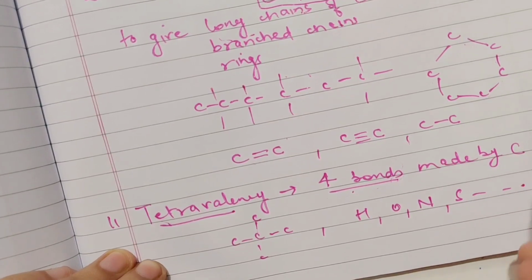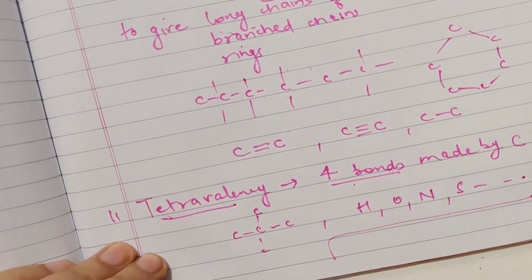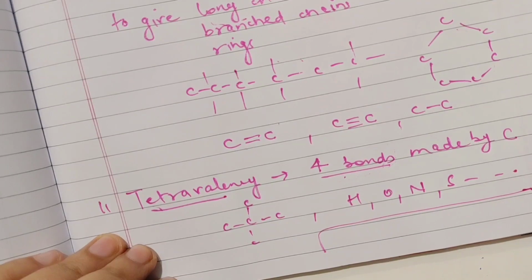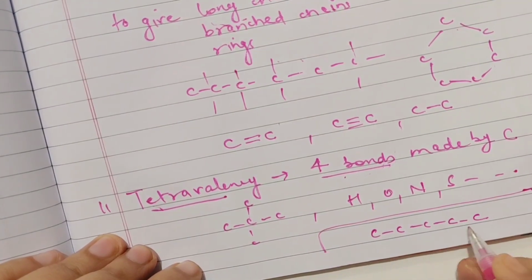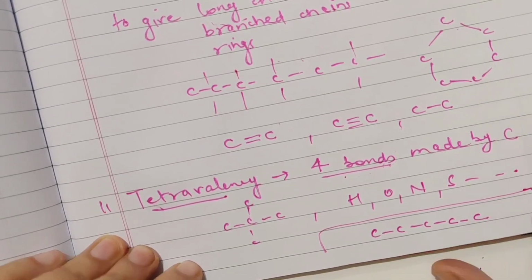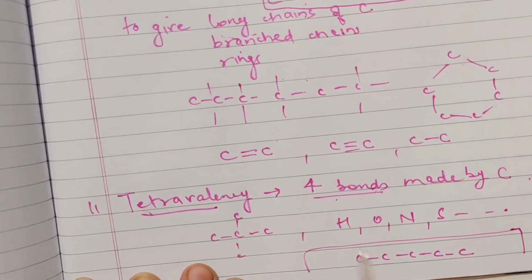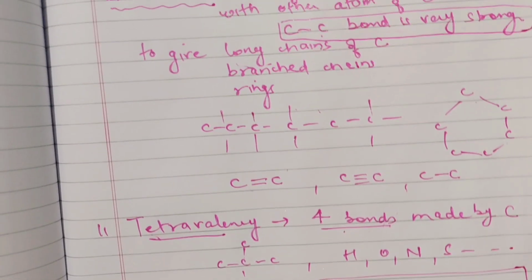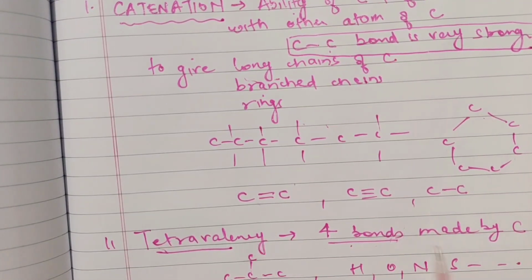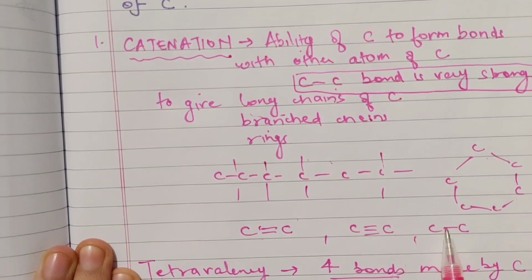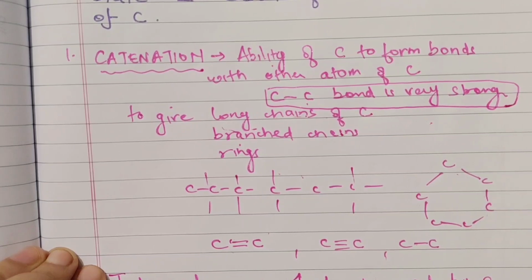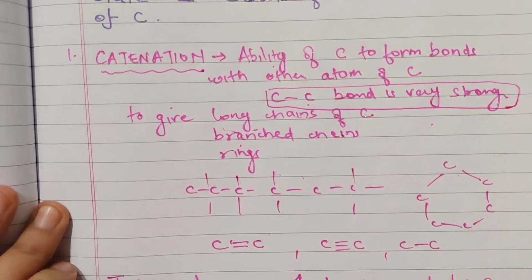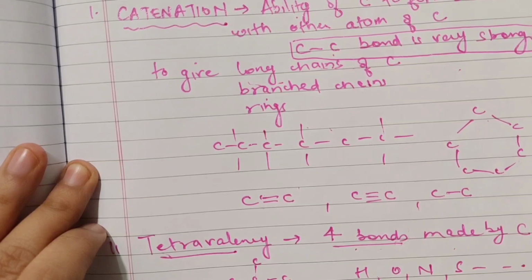Imagine if carbon could make only 2 bonds, then obviously the number of carbon compounds would be limited, because in that case carbon would only be able to form a chain, not branches, right? So carbon can form many compounds because it can form 4 bonds, it can form multiple bonds, and it can bond with itself, and it can bond with other atoms as well. So all these, basically under 2 topics, catenation and tetravalency, are the reason why carbon can form such a large number of compounds.